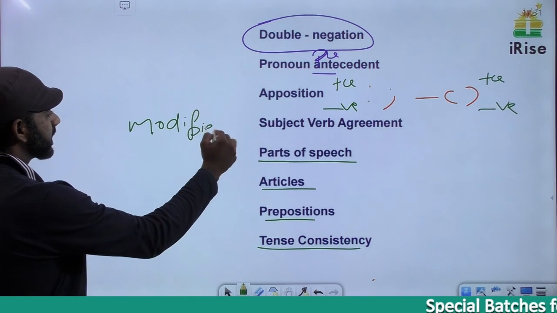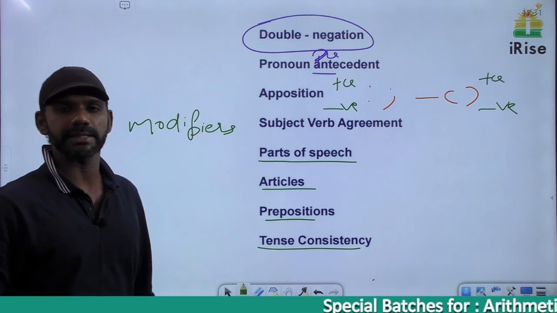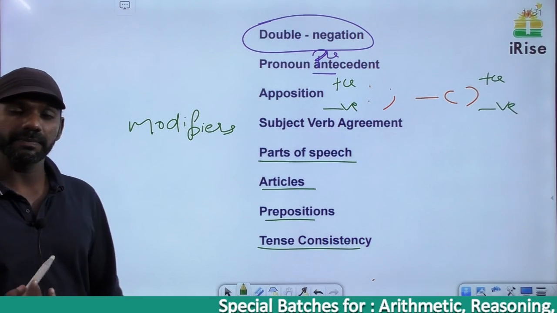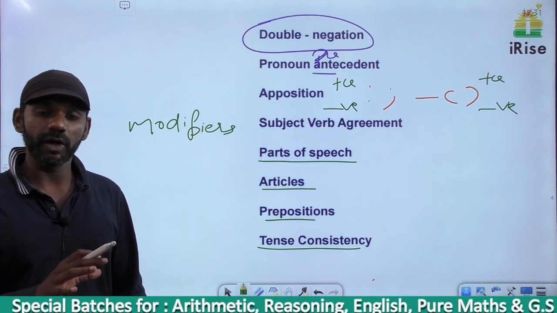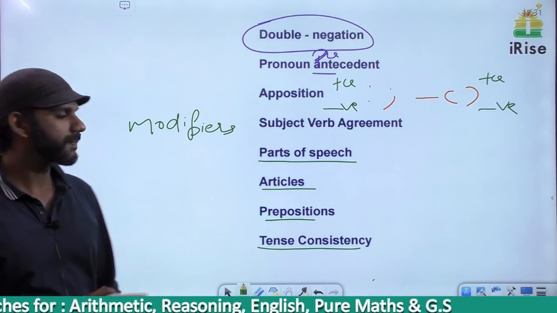Every sentence must be grammatically correct and must make sense. If a sentence is grammatically correct but doesn't make sense, just eliminate that option. The topic modifiers is all about making sense. We have gone through it.